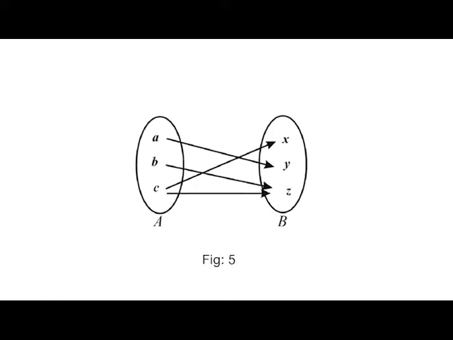In figure 5, Y in the set B is the unique element associated to the element A in the set A, Z in the set B is the unique element associated to the element B in the set A, but two elements X and Z are associated to the element C in the set A. Hence, the arrow diagram does not define a function.